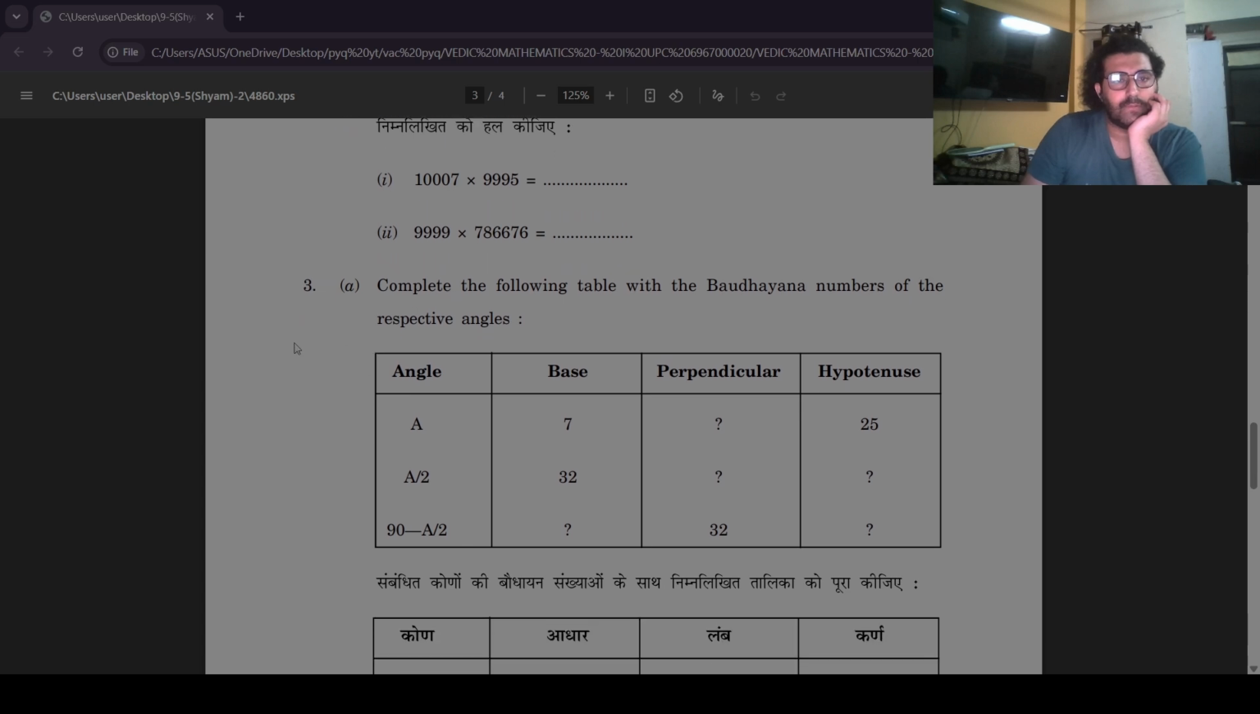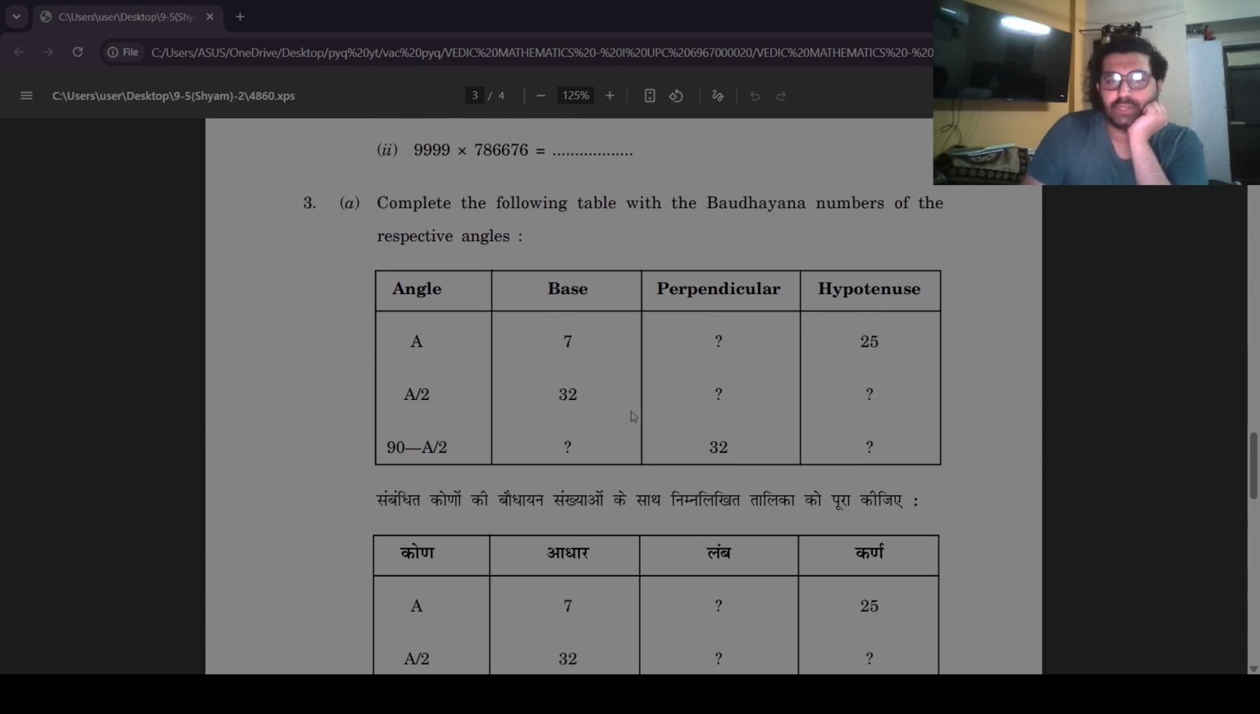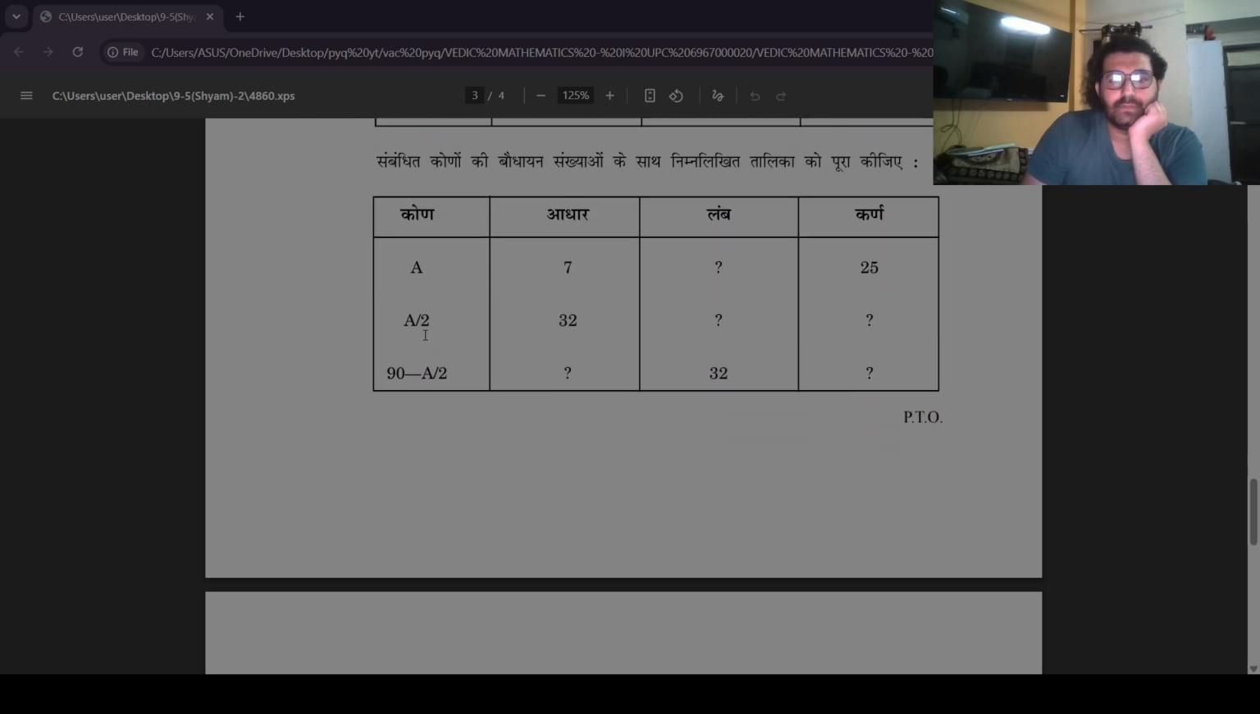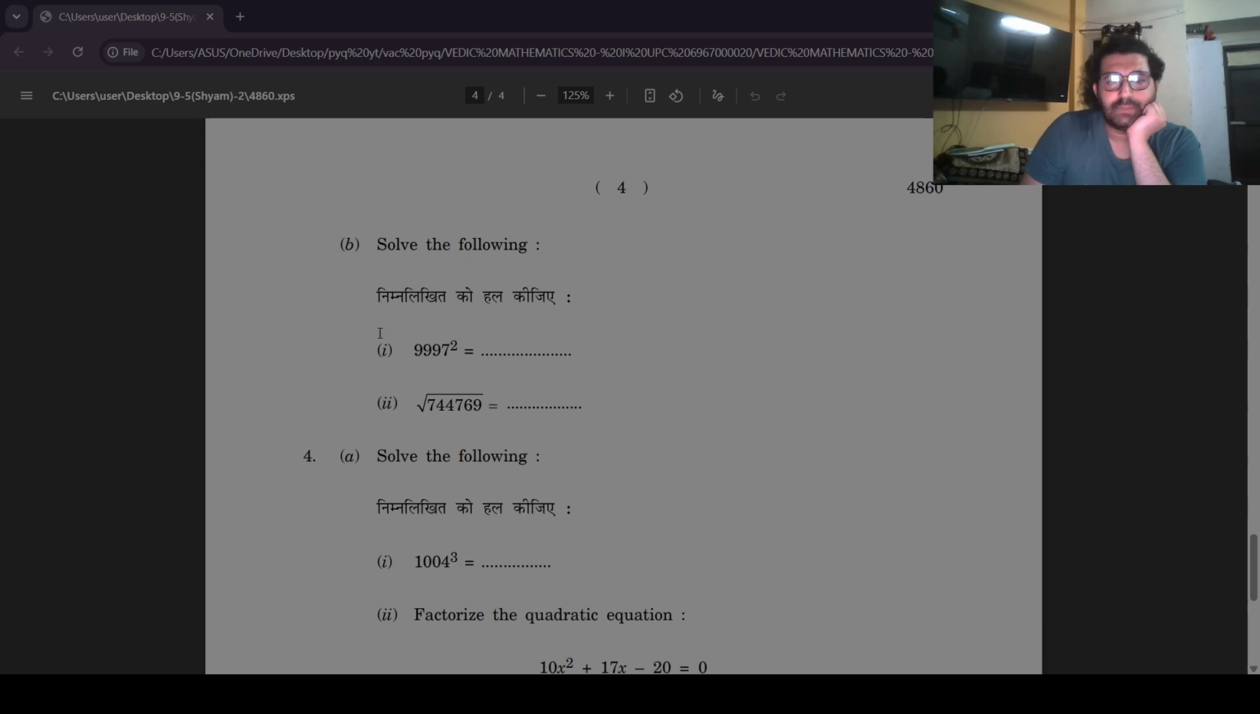Okay. For question number 3, complete the following table with Bodhayana number of respective angles. Okay, here's the table, question and the table. Okay, you can pause the video. And that's part B for you.